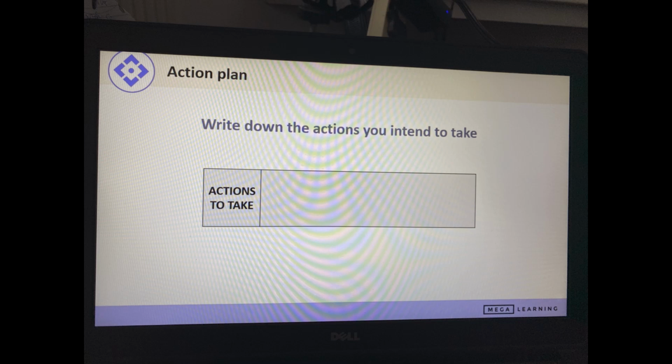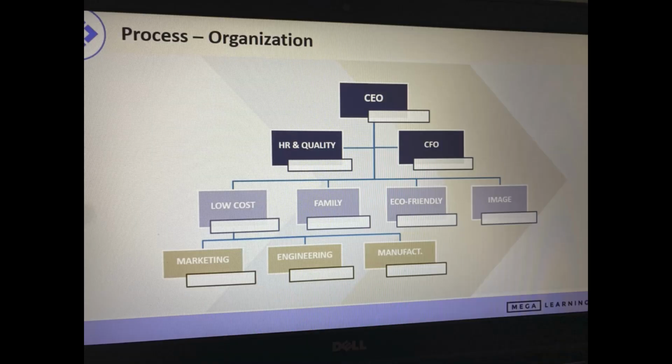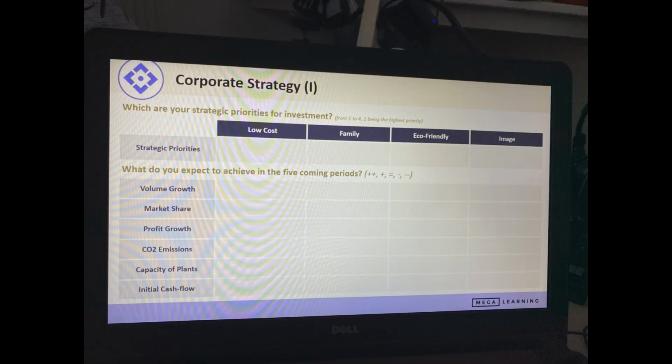First you look at the small picture. Each one of you, each of the 4 people, take a car line and present your ideas of your action plan. And then the whole team has to look at each one of those car lines and decide, of the low cost and the image and the family and the eco-friendly, which ones you'll put your investments in on a corporate side, and then also plan your plant and your manufacturing to match that with the financials.